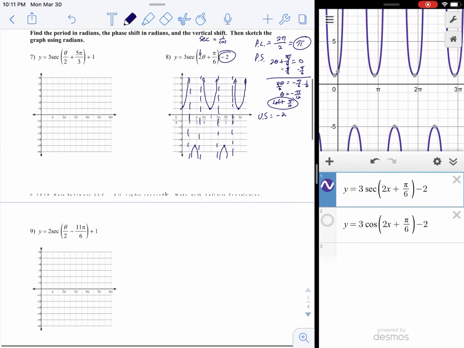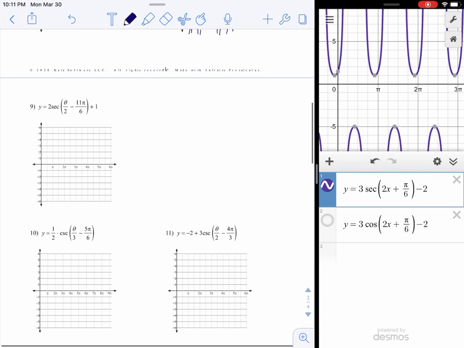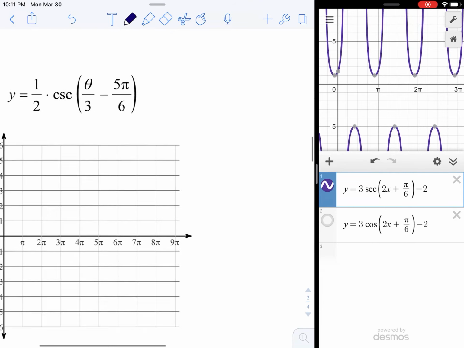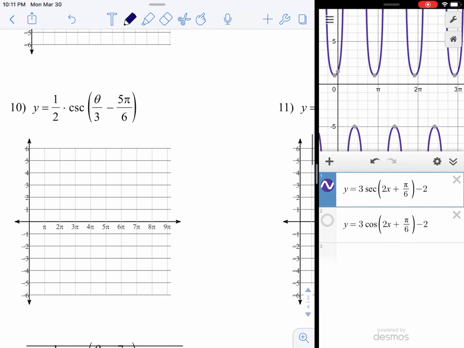Is there only one? Yeah, so you're going to do 2 secants for homework. Number 10 is a cosecant graph. I did not give myself very much room, but that's okay. All right, so the analysis. Amplitude, there is no such thing. Period length, 2 pi over 1/3, which when you flip and multiply is 6 pi.